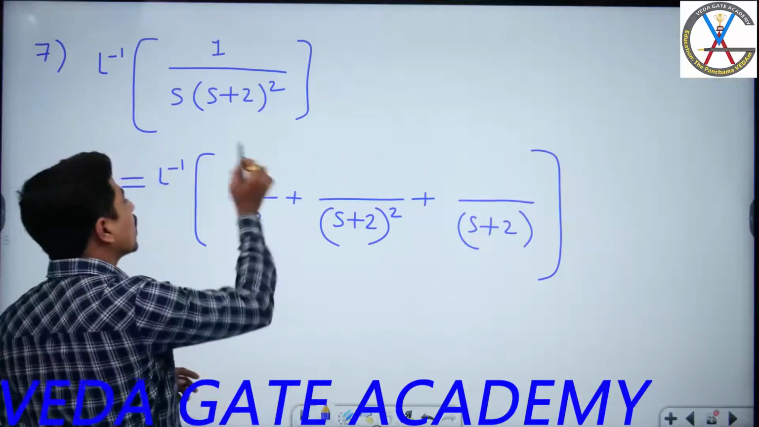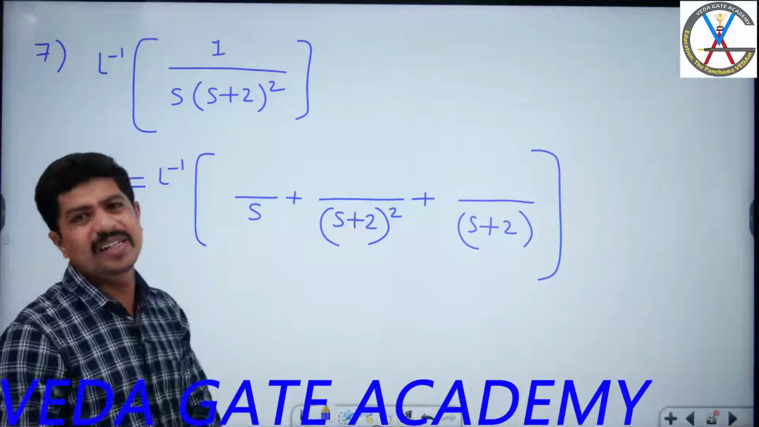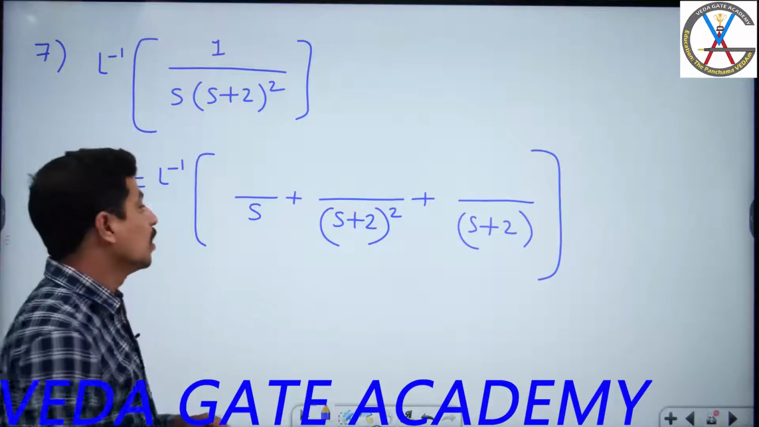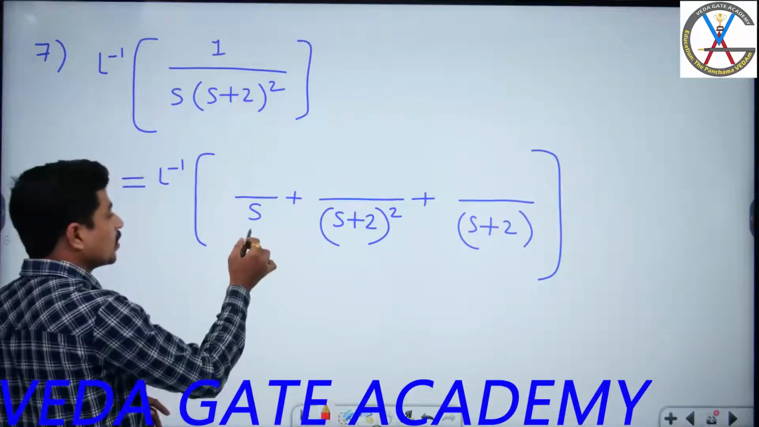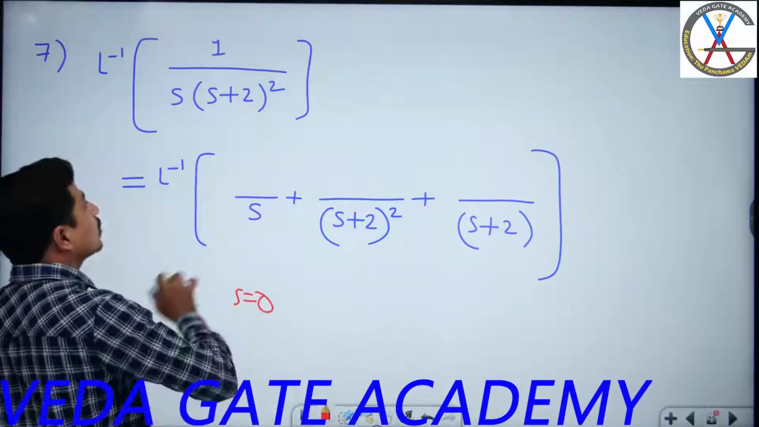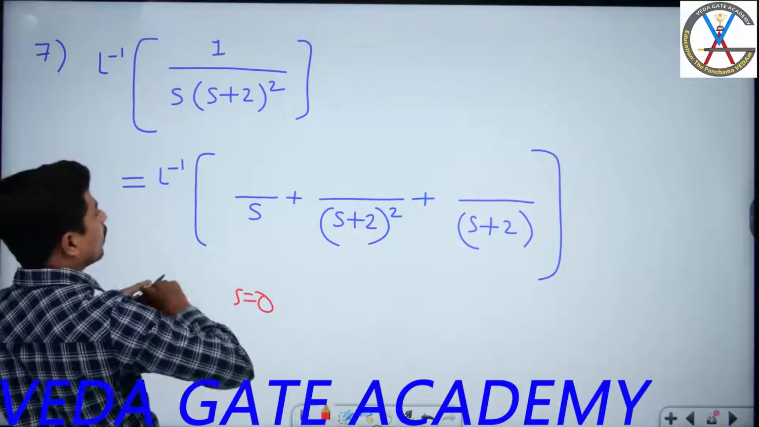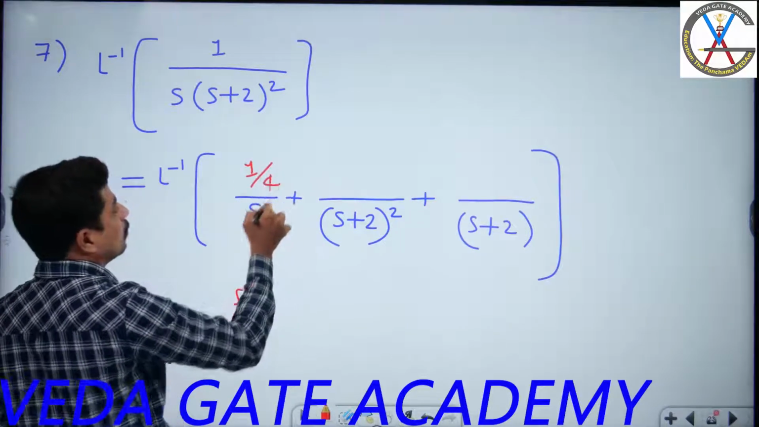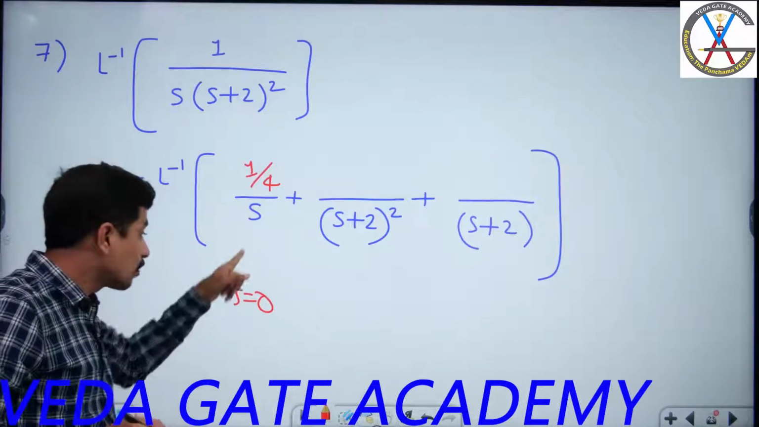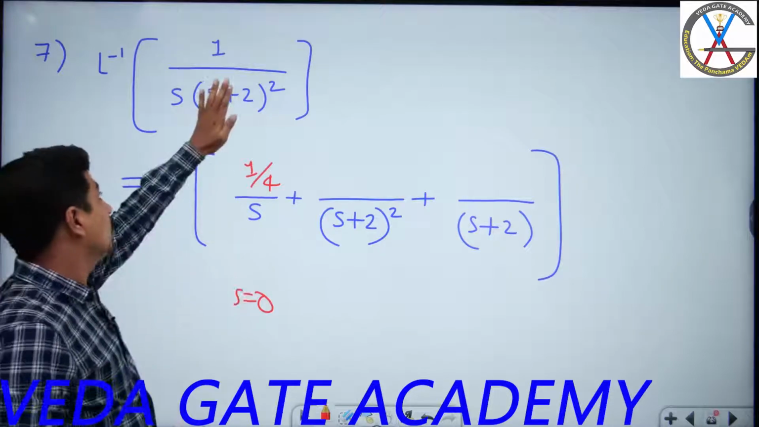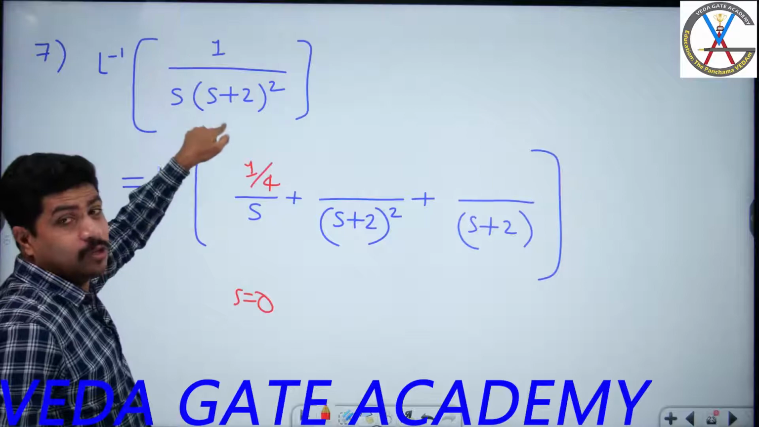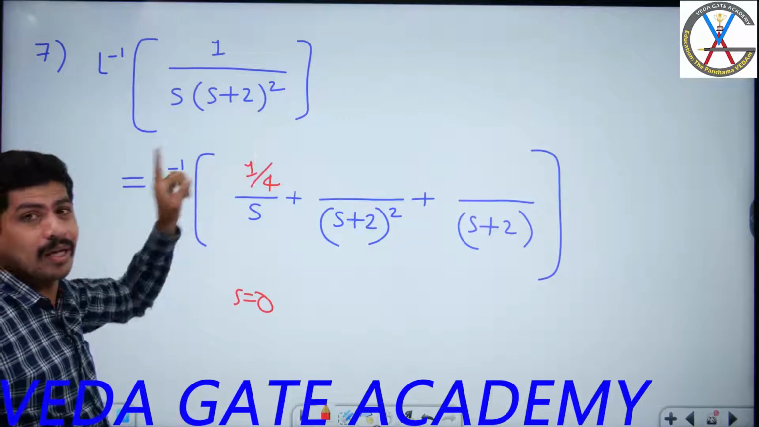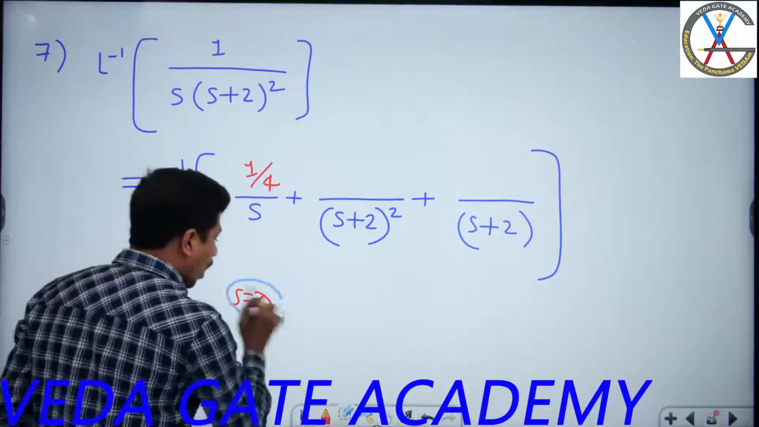Now, how to find this one? That is very easy, same as the previous method. Make this equal to 0. How much is it? s is equal to 0. Take this and substitute by closing this one. How much did you get? 1 by 4. Now make this equal to 0 and substitute in this one, after masking whose numerator you want to find: 1 by 0 plus 2 whole square. How much is it? 1 by 4.